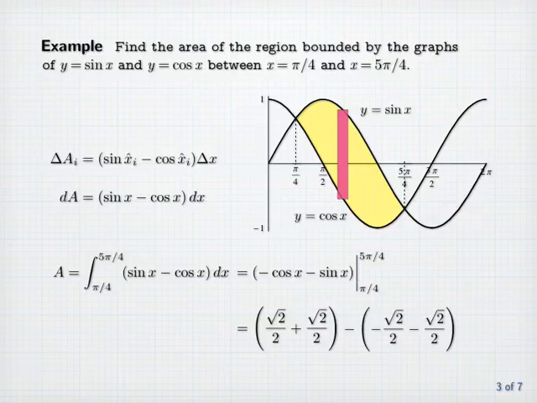The first of these equals root 2, and the second of these equals minus root 2. And so we have root 2 minus minus root 2, or 2 times root 2. This is the exact area of the yellow region.